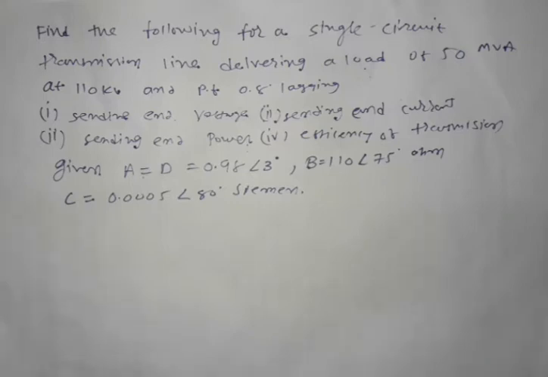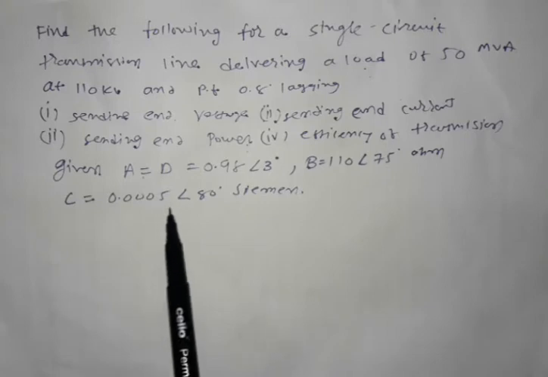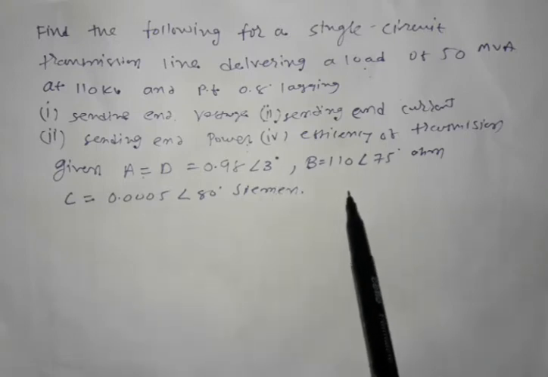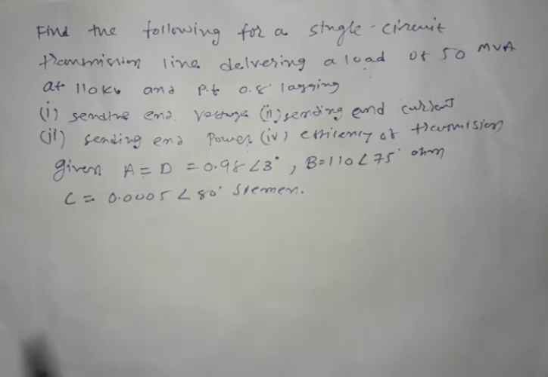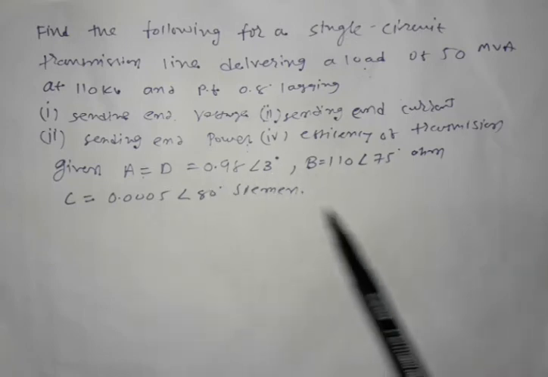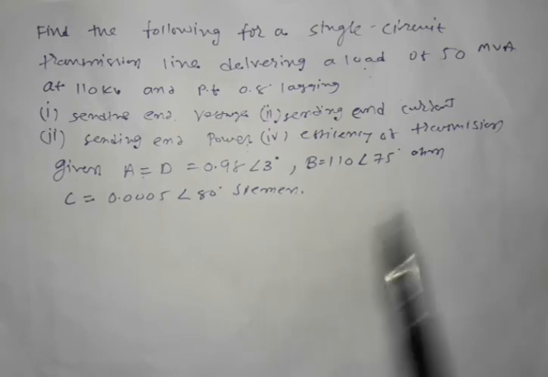Find out the sending end voltage, sending end current, sending end power, and efficiency of transmission, given A equal to D, which is equal to 0.98 angle 3, B equal to 110 angle 75 ohms, and C equal to 0.0005 angle 80 Siemens. Here we see that A and D are dimensionless, and B and C are in ohms and Siemens respectively. Now we find the sending end voltage and sending end current.